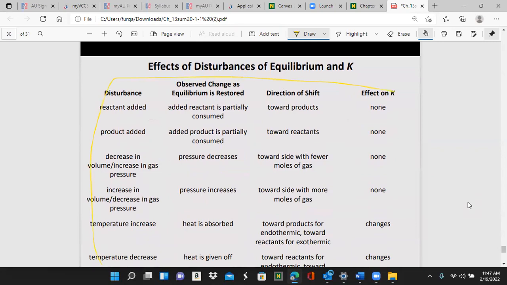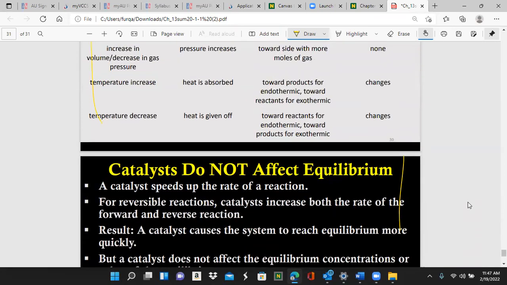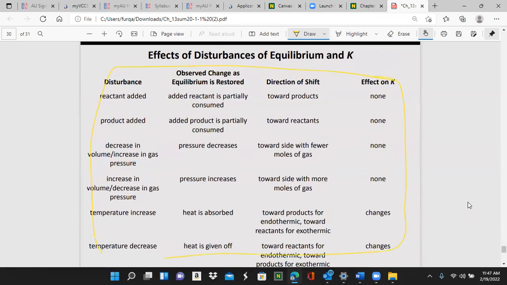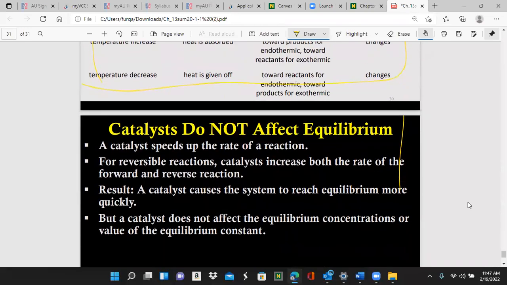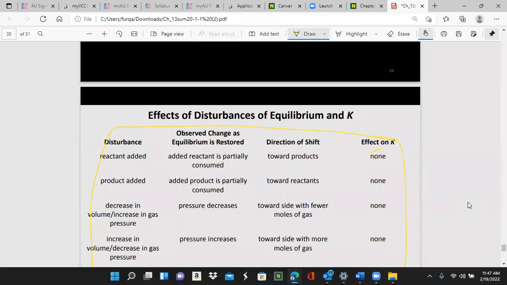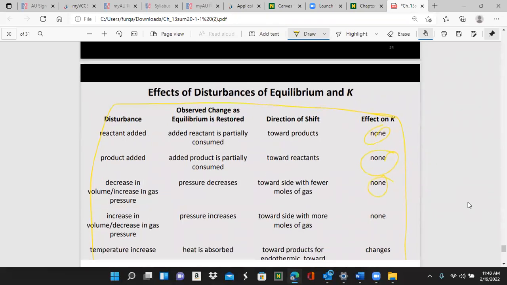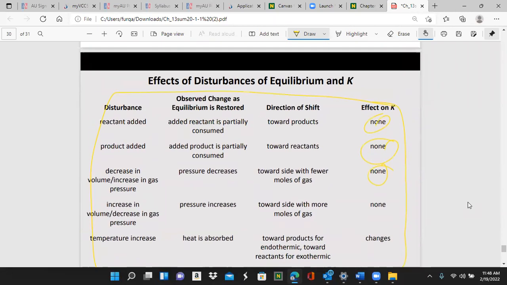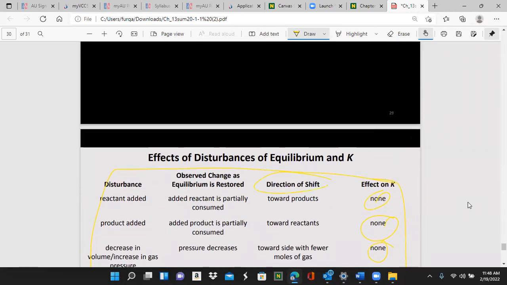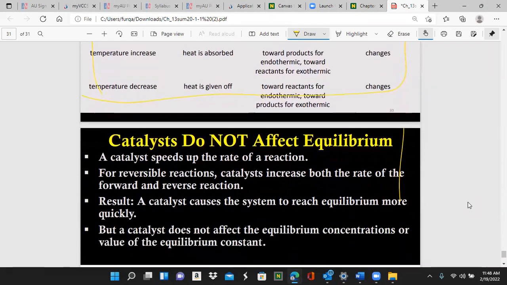And this is the entire chart that you can go through to find for yourself what you are looking at: the relationship between the disturbance and what will happen to the K value, whether there is going to be an effect or not an effect on the K value itself, and the direction of the reaction, and observe changes as equilibrium is restored.